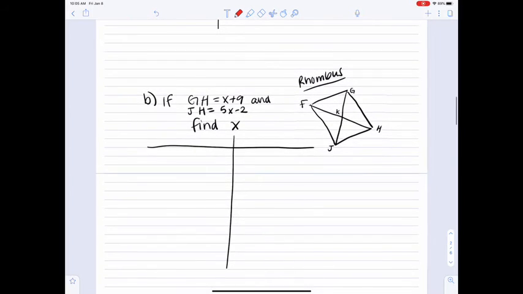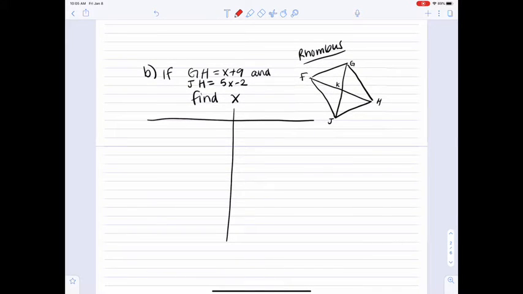Okay, B, the same question, or the same example, I redrew the rhombus right there. If GH is x plus 9, so that's this length here, and JH is 5x minus 2, we're going to find x.